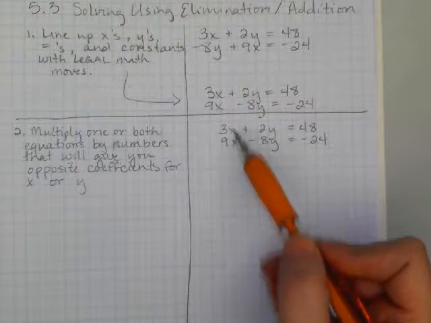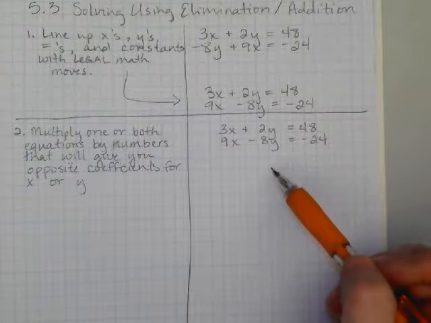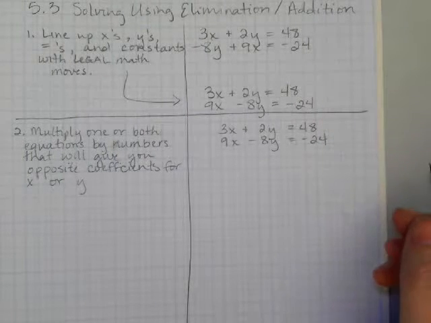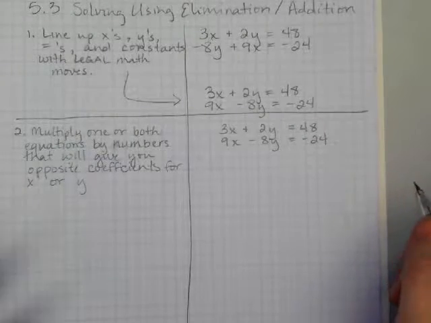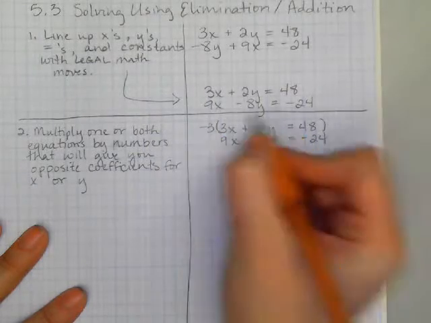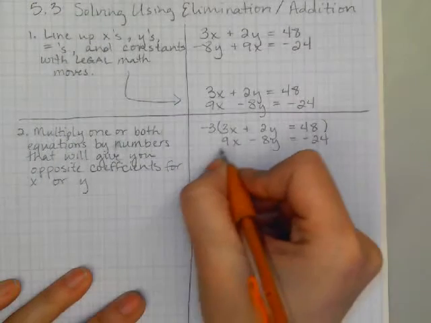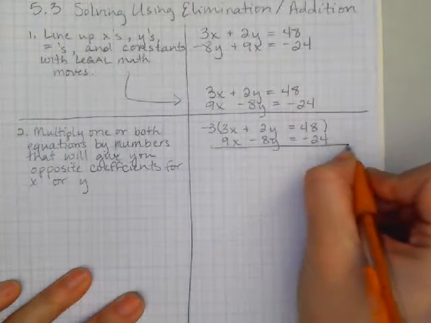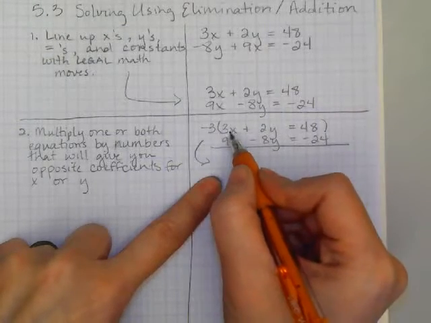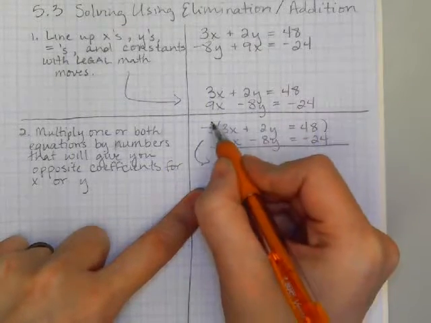And that means I'm going to multiply everything in that equation by negative 3. So I'm going to rewrite this down here. Negative 3 times 3x is a negative 9x. Negative 3 times 2y is negative 6y. And negative 3 times 48. And that step a lot of people forget. So make sure you're multiplying it by everything in that equation. Negative 3 times 48 is negative 144. Then I'm going to drop this second equation down.